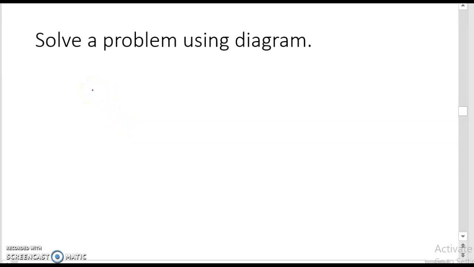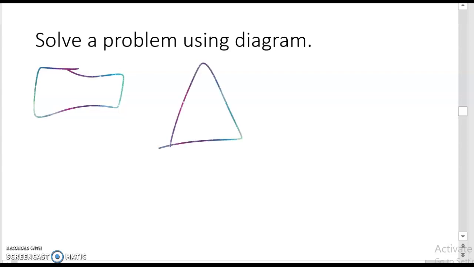Let's solve a problem using a diagram. Now, this is one of my favorite types of problems, and I honestly try to turn every problem into solving a problem using a diagram. I'm a very visual person, so anytime something talks about a rectangle, I will draw a very horrible rectangle, or a very horrible triangle, or a circle, or whatever. I think it helps me understand what the problem is asking and then apply what I know.